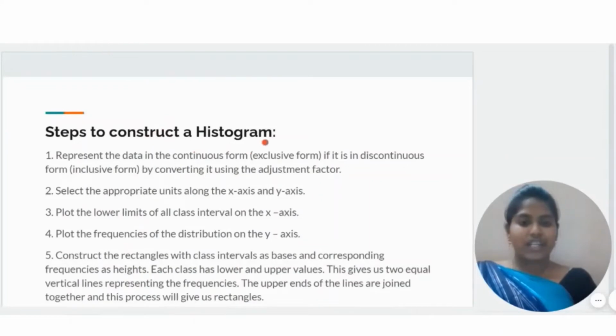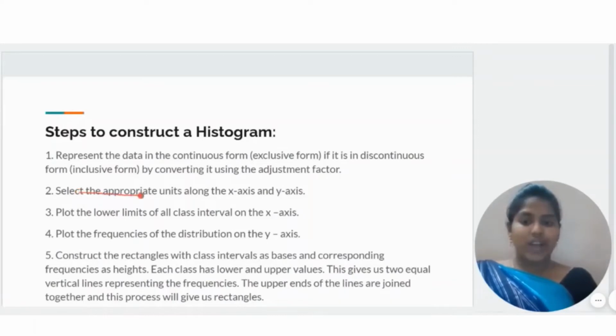Steps to construct a histogram. Represent the data in continuous form. As I told, a histogram is continuous. It's also known as exclusive form. If the data is in discontinuous form, it's an inclusive form. By converting it using the adjustment factor, if the data is discontinuous, then we should use the adjustment factor to make it a continuous form.